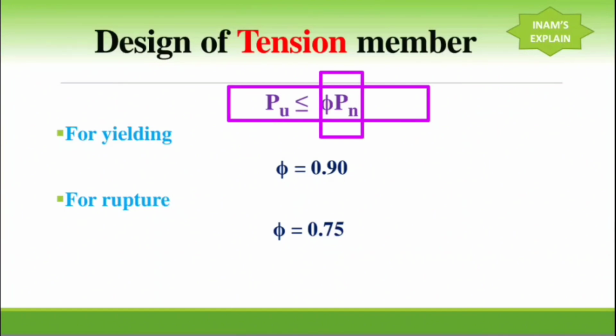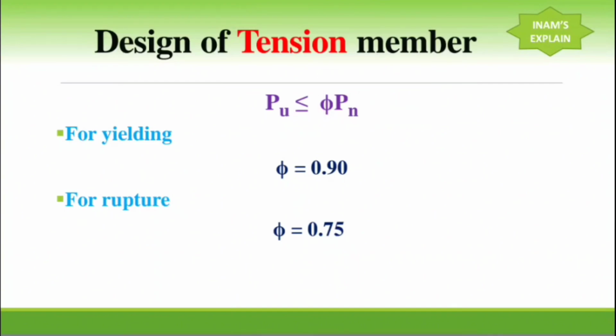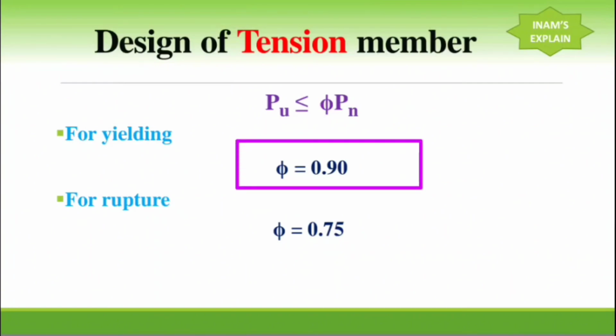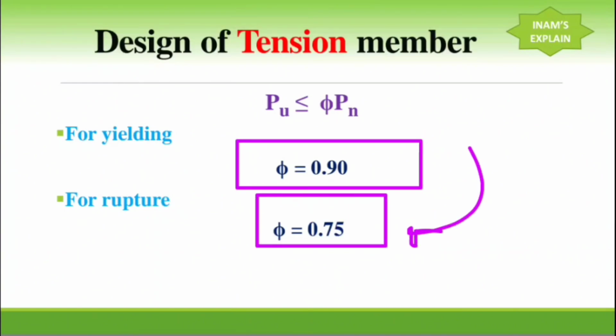In the last slide we found the value of Pn in case of yielding and in case of rupture. So what will be the value of this reduction factor in case of yielding and in case of rupture? In case of yielding we use 0.9, and for rupture we use 0.75. In rupture, why do we use a lower value than yielding? Because in rupture we are using the ultimate strength, which is more than the yielding strength. That's why we use 75% of the ultimate strength.